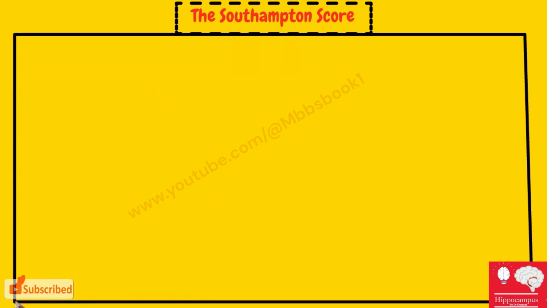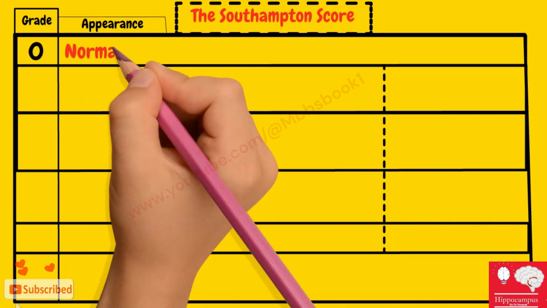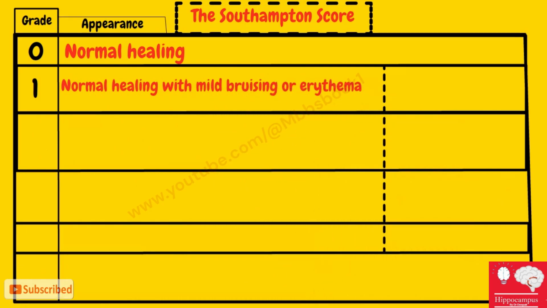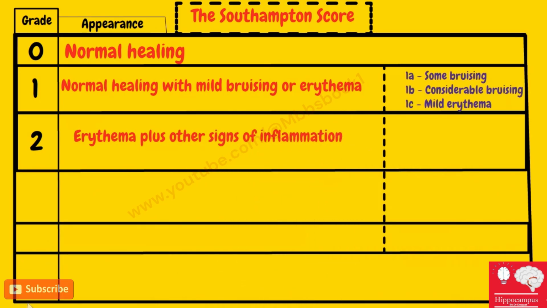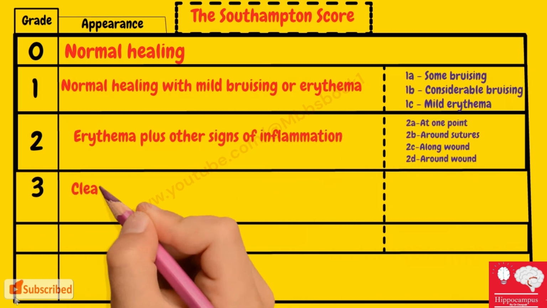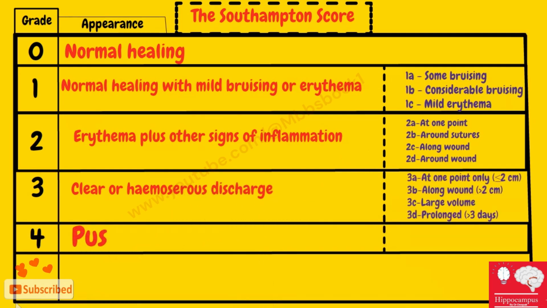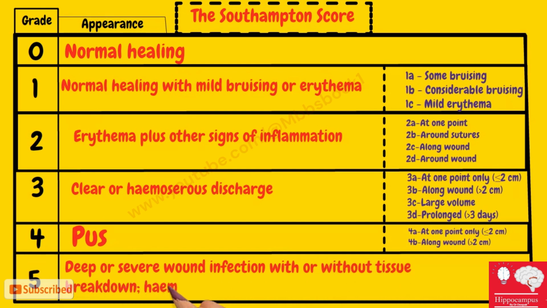Now the next thing is Southampton wound grading system. In this system we will see grade and appearance of the wound. Grade 0 represents normal healing. Grade 1 represents normal healing with mild bruising or erythema. Grade 2 represents erythema plus other signs of inflammation. And grade 3 represents clear or hemoserous discharge. Whereas grade 4 represents pus discharge from the wound. And grade 5 represents deep or severe wound infection with or without tissue breakdown or hematoma requiring aspiration.